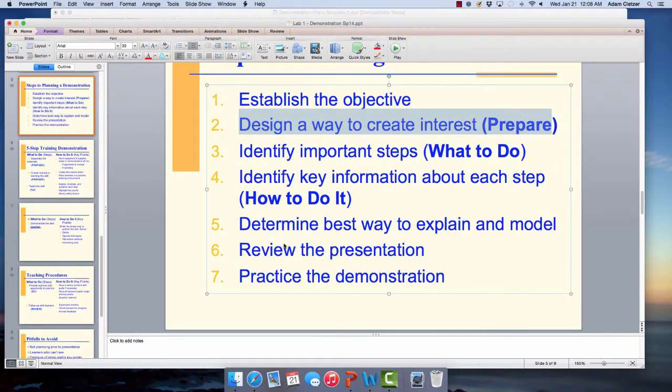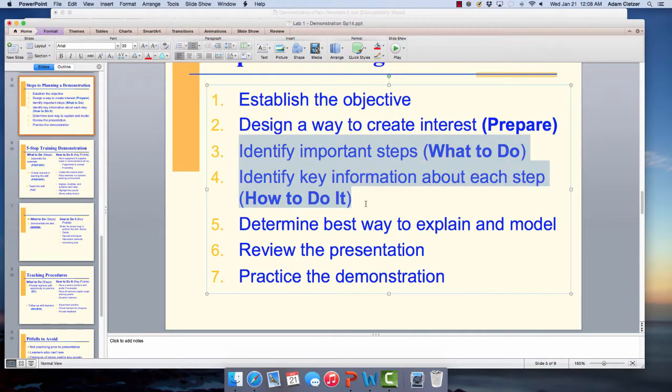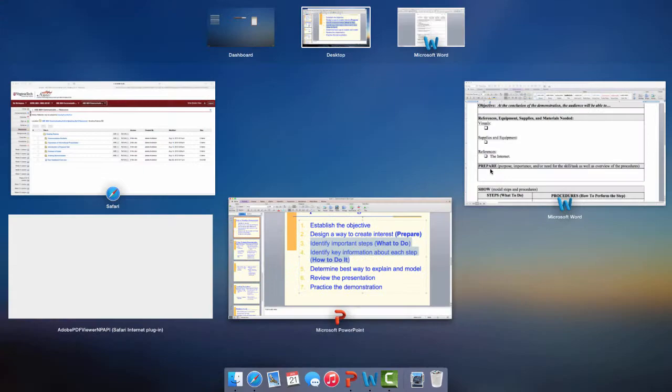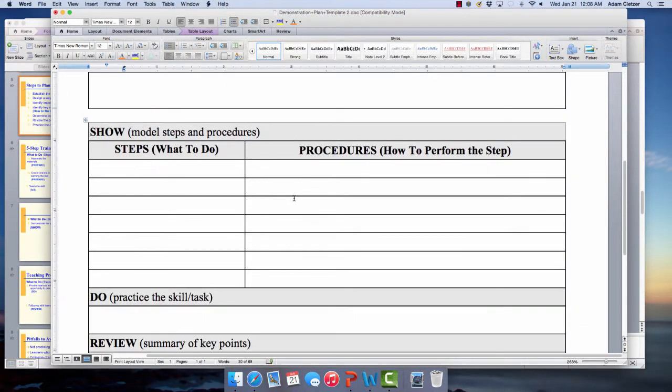Okay, let's go back to our list. So the next step, two steps really, these kind of go together. Identify the important steps and then the key information about the steps, okay? And so those go right here. So think about, what are the main steps in teaching somebody, back to my example of how to give a shot. So maybe step one is sterilize the animal. And step two is assemble your syringes and medicines and all that. And then step three is attach the needle to the syringe. So you can see that what we're really doing here is we're breaking out the main steps.